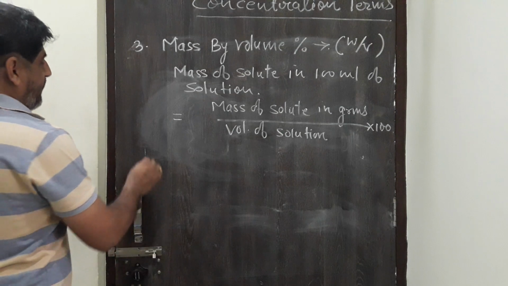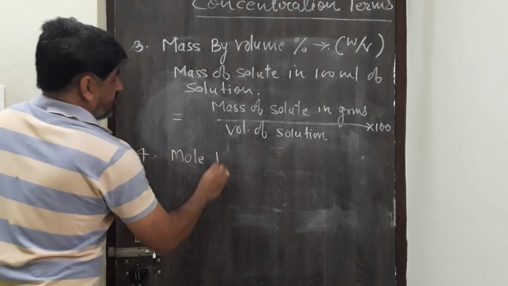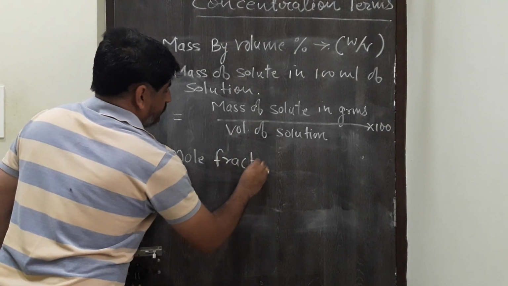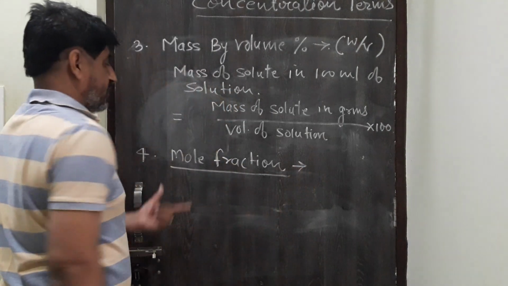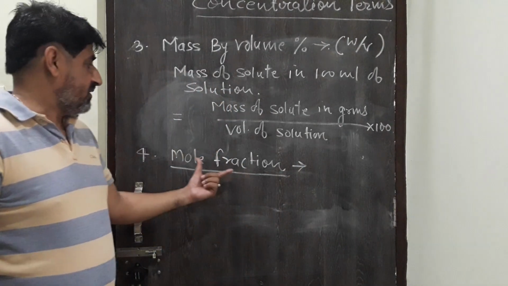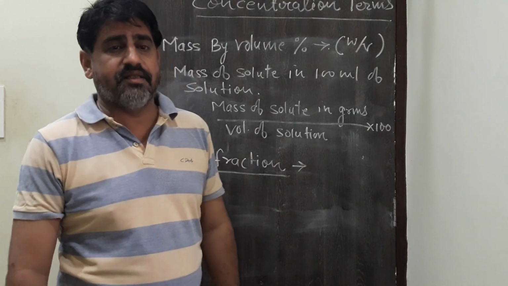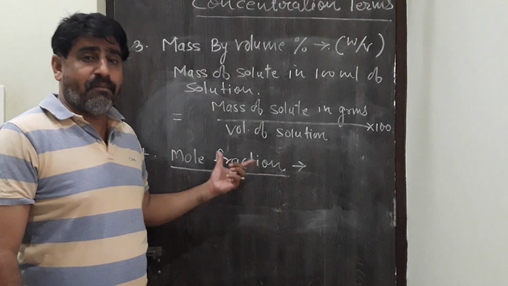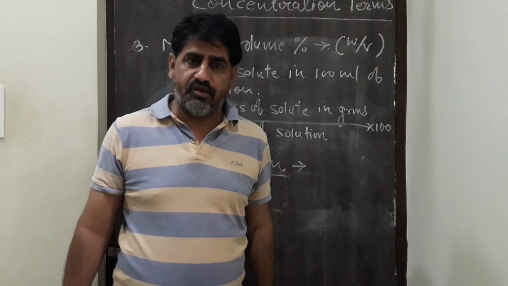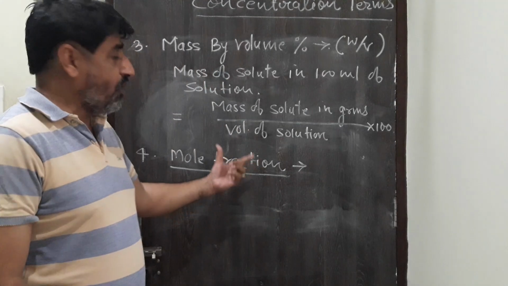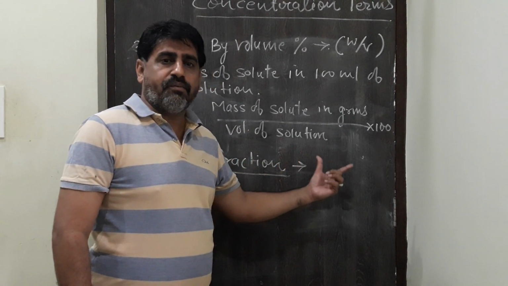Next one is the mole fraction. It is quite important because numericals, and Raoult's law which will be studied further, totally depend upon the mole fraction. Mole fraction you have already studied in class 11th also. Mole fraction is the ratio of the number of moles of a particular component to the total number of moles of solution.